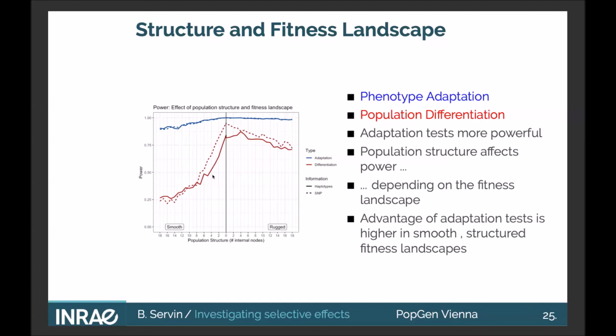However, when you're in a smooth landscape, when you have a strong confounding between adaptation and neutral drift, then the differentiation tests lose power very fast. Whereas adaptation tests tend to retain power a little bit, although you see it decreases too. Okay. So what that means is that our ability to detect selection signatures depends on complex factors such as the population structure, so the demographic history, but also the ancestral adaptation, the fitness landscape that the population has had to adapt to.